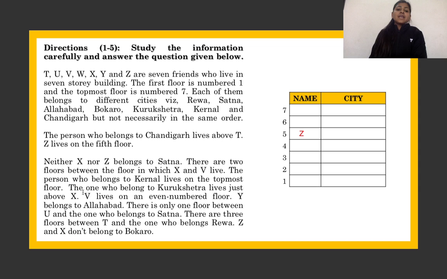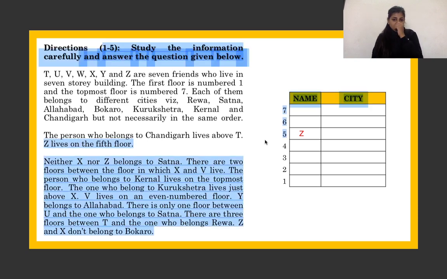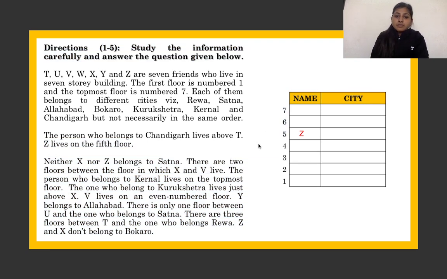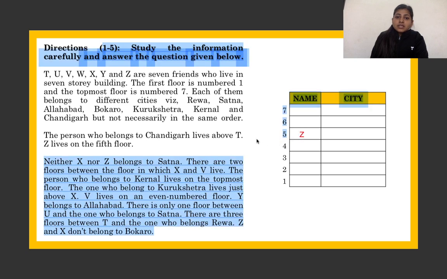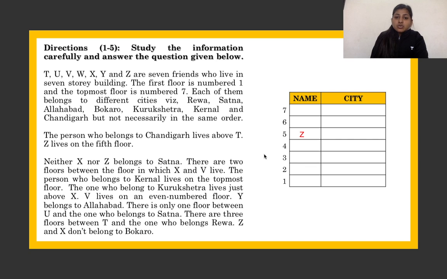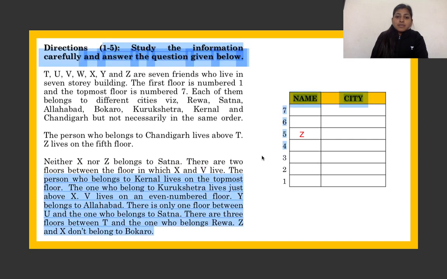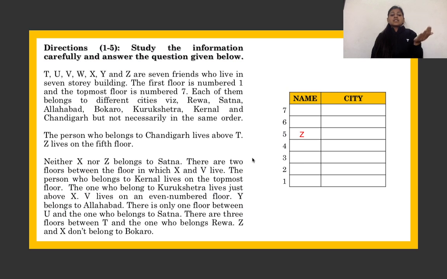Next, neither X nor Z belongs to Satna. That also you can take as a visual clue. Put X comma Z, and put Satna and then cross out Satna. There are two floors in between X and V. So write X or V here, then two gaps, and then V or X, because anybody can be above. It's just said that there are two floors between X and V, which means it can be X, two floors, and then V, or V, two floors, and then X.